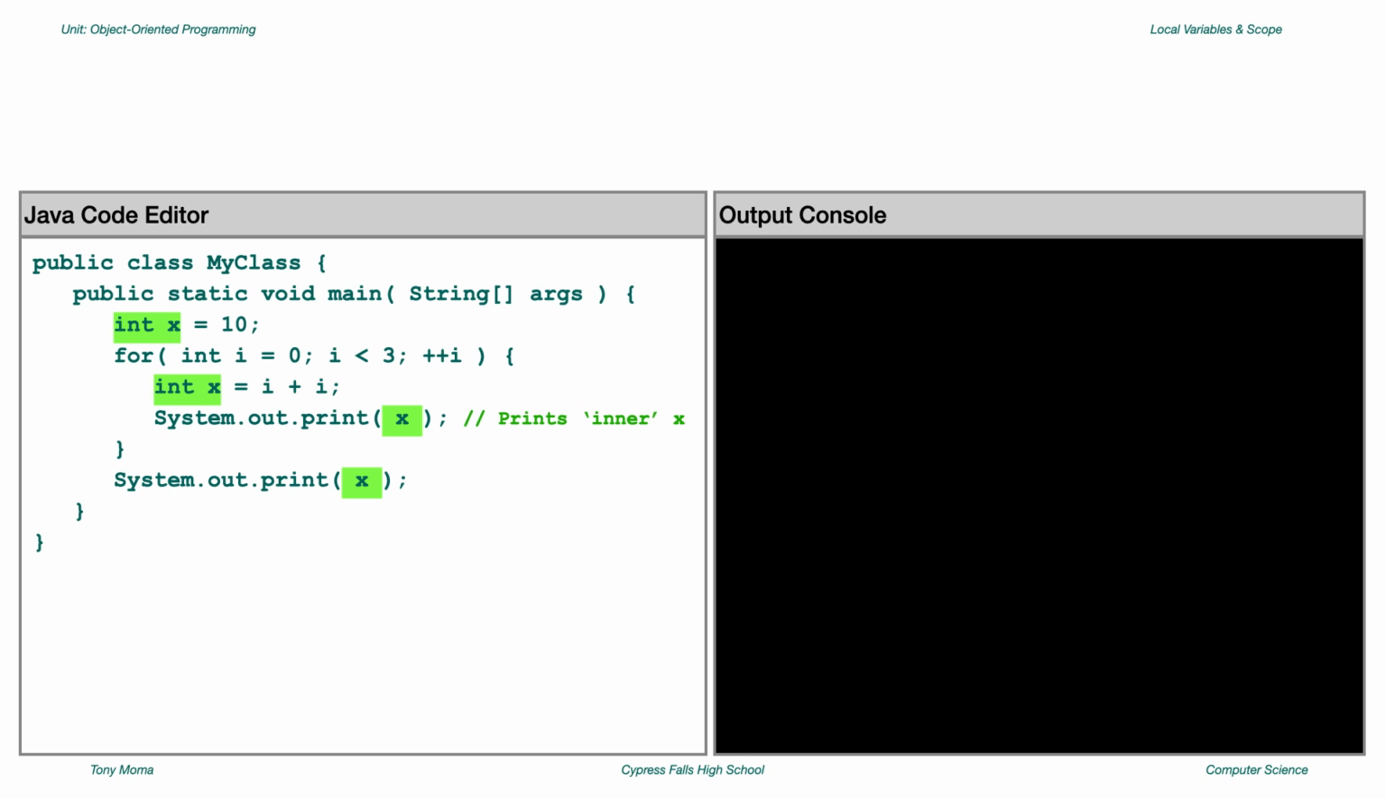For the second print statement, which is outside of the for loop, in this scope, only one variable named x exists, because remember, any variable declared inside of a for loop is only going to exist inside of that for loop. So when we get to the second print statement, the only variable named x that's in existence at that point is the outer x. Thus, that's the variable that's going to get printed out.